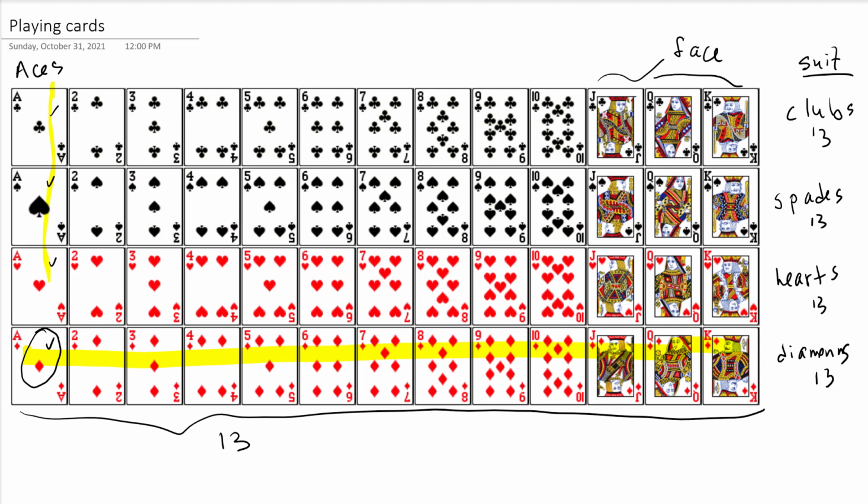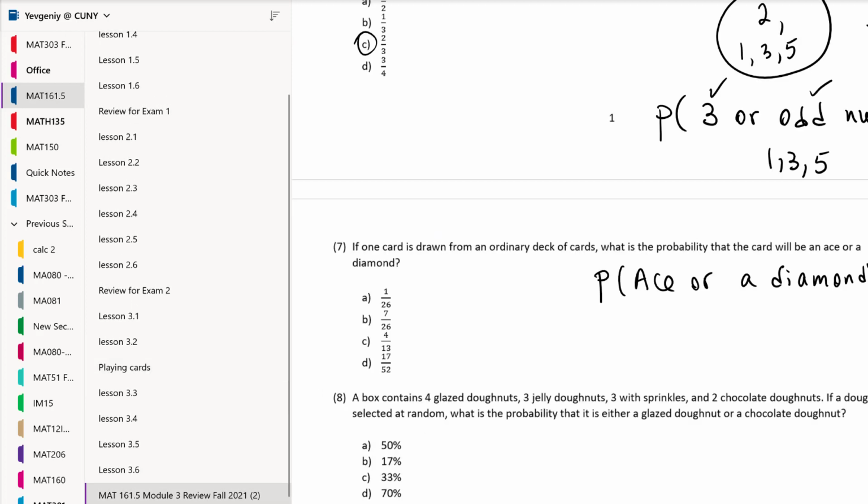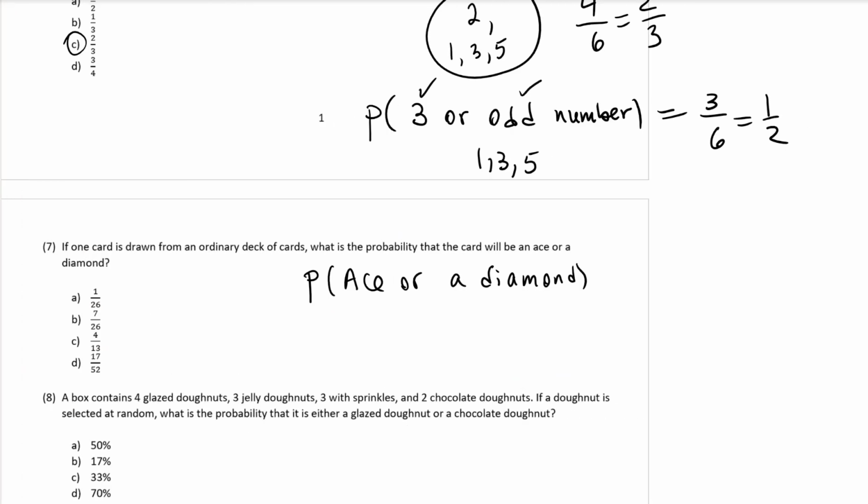Do you see it? Make sure that you see it and understand that there's an overlap. You can count it in your mind and say, what is the success? I got 13 diamonds, good, and 4 aces, but one of them was already counted. So you get 16 out of 52, which will be your answer. That's one way you can answer that question. Let's write that down right here. So we got 16 out of 52, which reduces to 4 over 13.